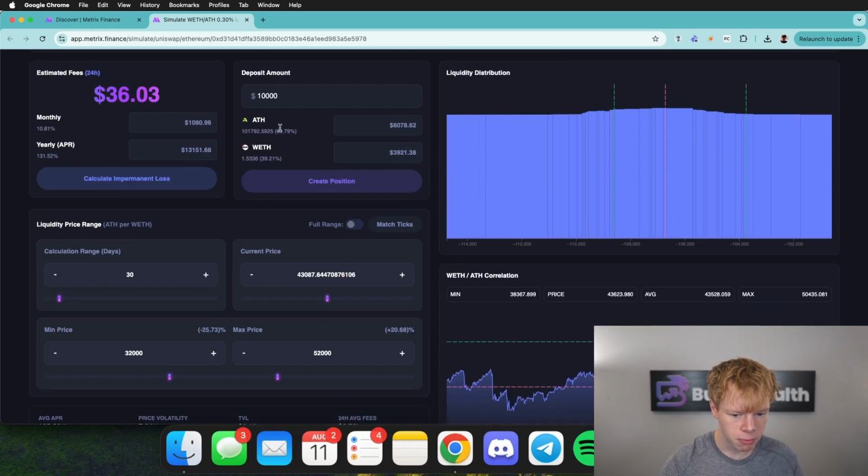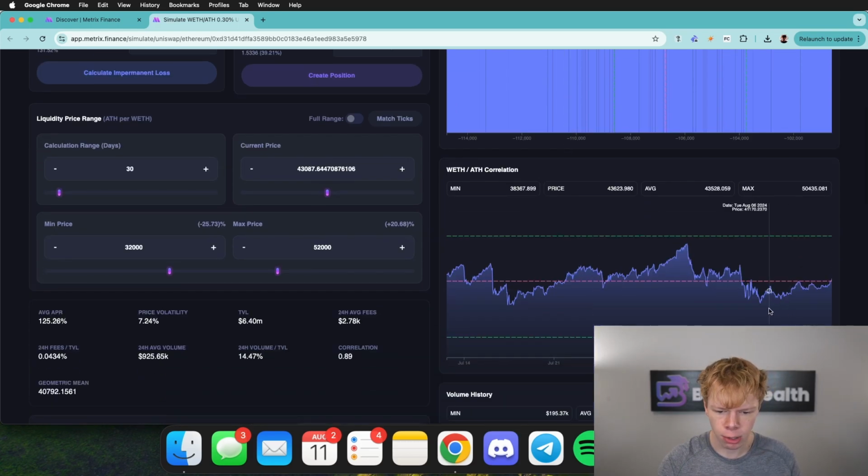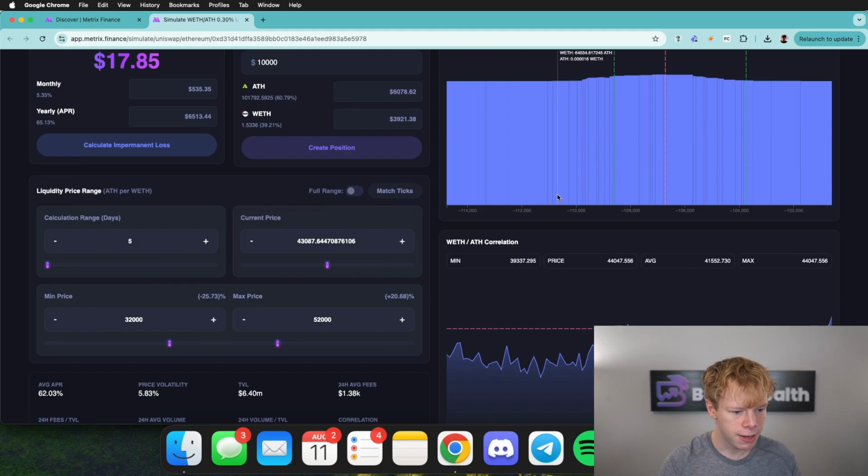The reason why is because it's giving me a little bit more exposure to ATH, and I know it looks like short term there have been some runs for Ethereum compared to ATH, but I do think that this is going to do very, very solid as the bull market progresses. And yet again, we're going to go ahead and use a 5-day calculation range.